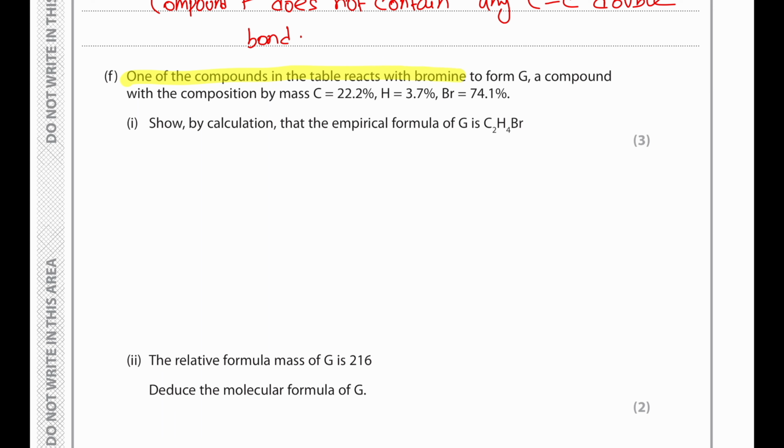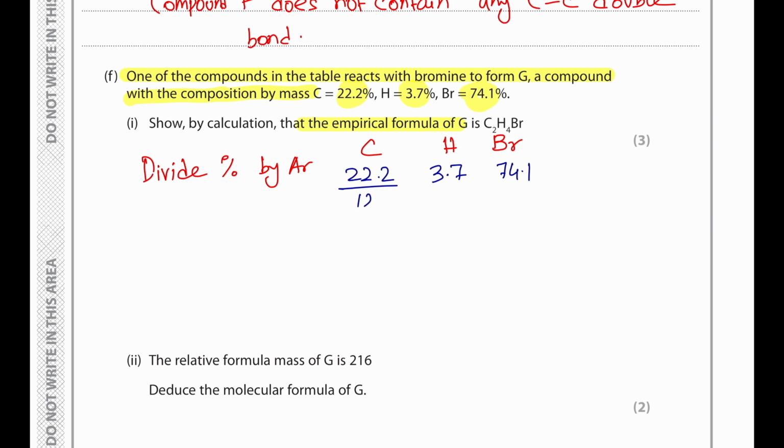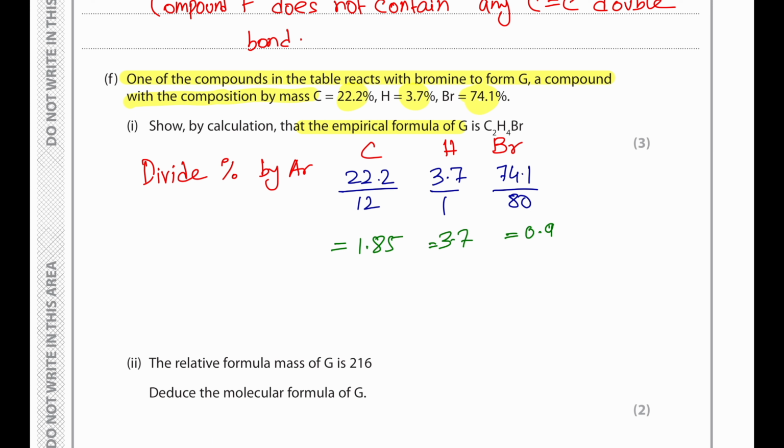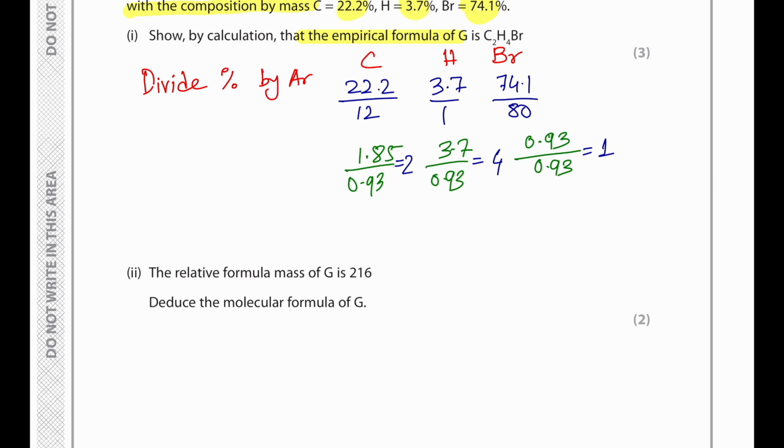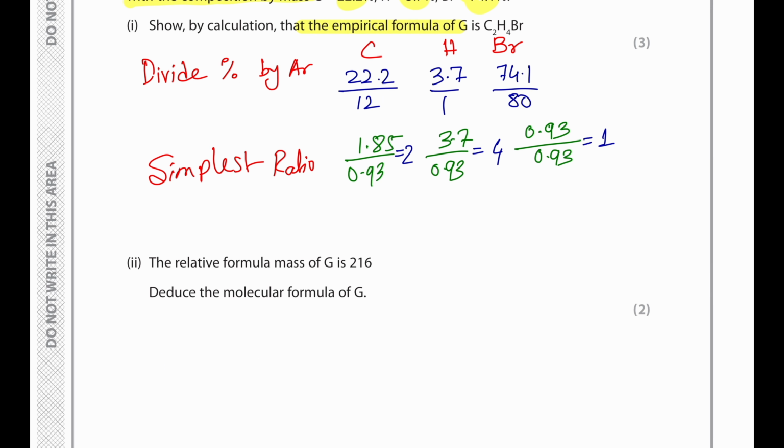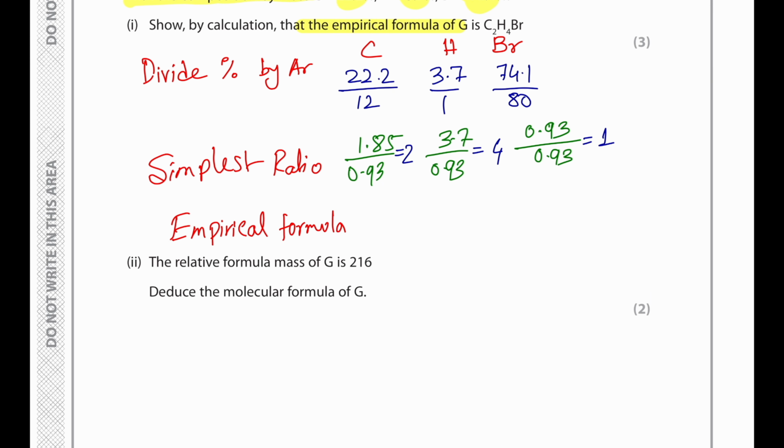One of the compounds in the table reacts with bromine to form G, a compound with the composition by mass C 22.2, H 3.7, Br 74.1. We need to show the empirical formula by calculation. To do this, first of all, we will divide the percentage by relative atomic mass. Once we divide it with relative atomic mass, then we will get the numbers. For carbon we get 1.85, for hydrogen 3.7, and for bromine 0.93. Then from these numbers, we'll choose the smallest number, which is 0.93, and divide all of them by 0.93. Then the simplest whole number ratio is carbon 2, hydrogen 4, and bromine 1. So the empirical formula becomes C2H4Br.